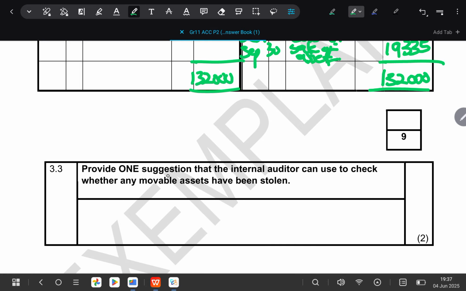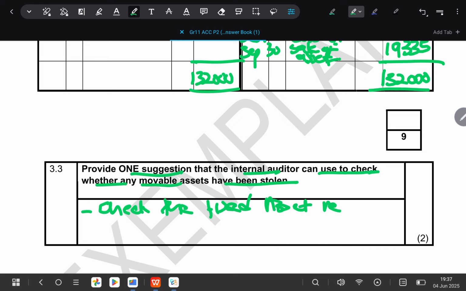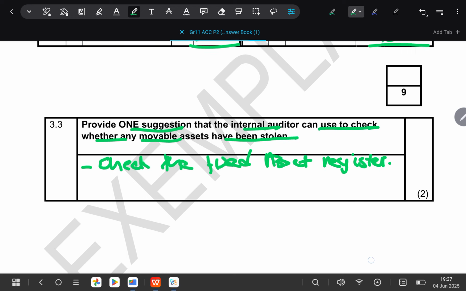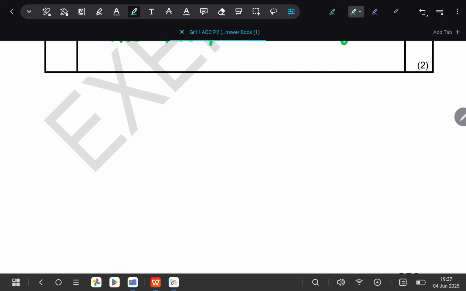Here they're saying provide one suggestion that the internal auditor can use to check whether any movable assets have been stolen. So if I want to see if my movable assets have been stolen or not, we need to check the fixed asset register. That's the one that keeps records in terms of the movement of the assets in and outside the business.